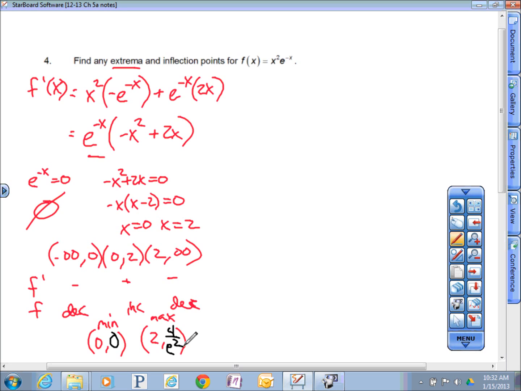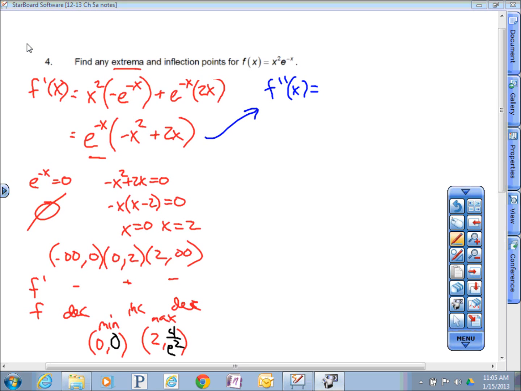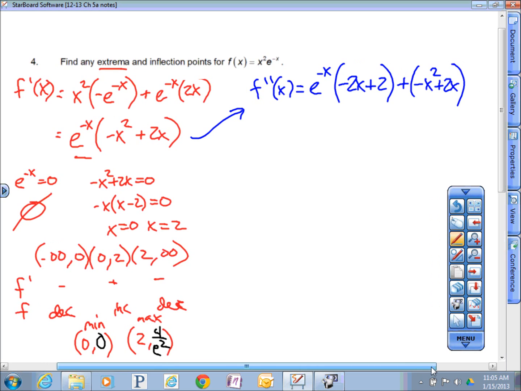Inflection points, I'm going to need a second derivative. So I'm going to take the derivative of this thing, second derivative. So we've got first e to the negative x multiplied by the derivative of negative x squared plus 2x, negative 2x plus 2, plus the second, negative x squared plus 2x, times the derivative of the first, which would be e to the negative x times negative 1, negative e to the negative x.